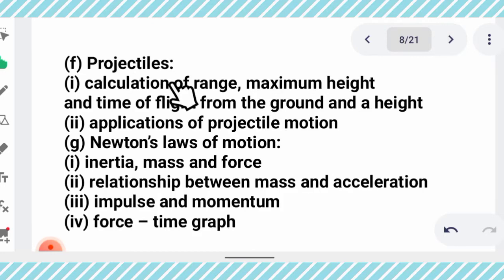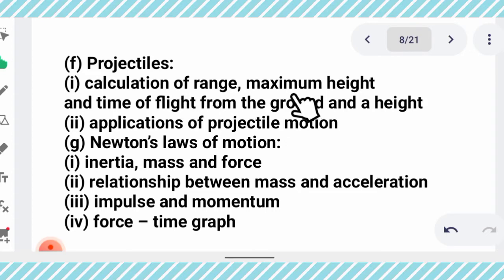So here is projectile. When talking about projectile, it is the parabolic movement or the curved movement of an object. When you fire a catapult from your point, it will move in a curve form and land in a new place. That kind of movement is called projectile. Then here is calculation of range. Range is also known as the total horizontal distance covered by a projectile body.